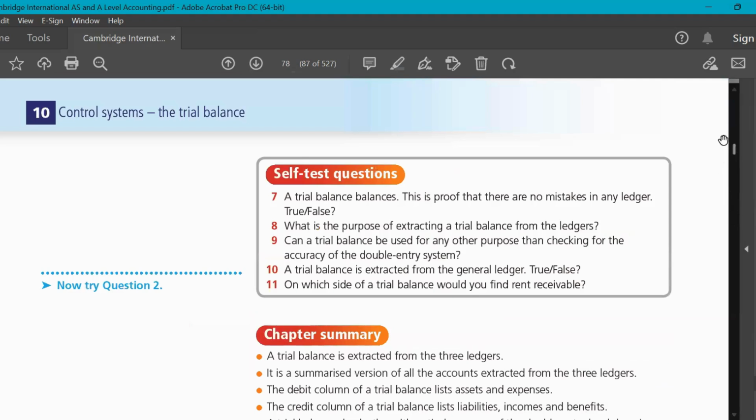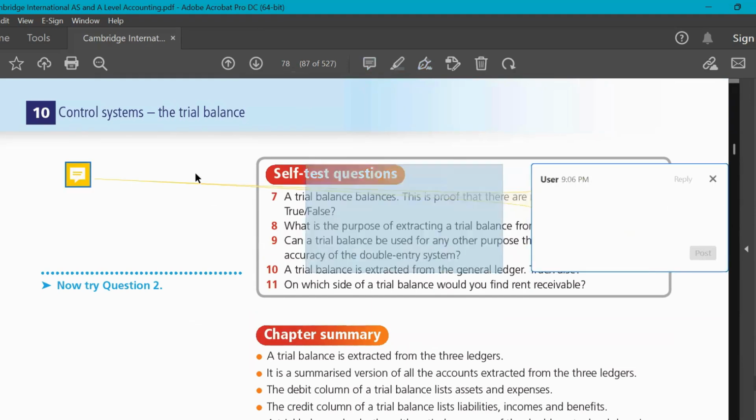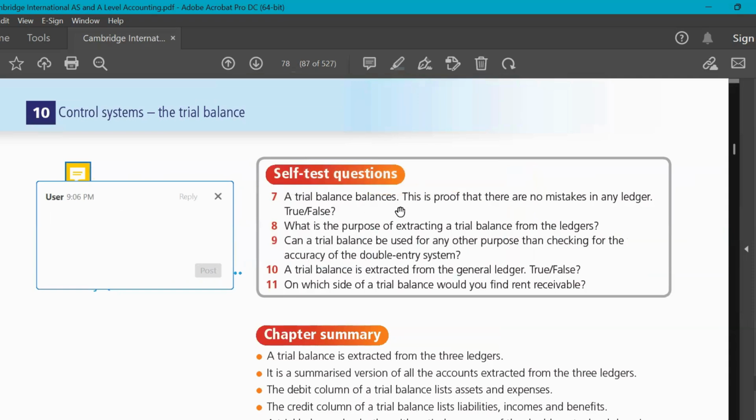I think for the last one, we do have also the self-test. At least we can figure out the answers later on. A trial balance balances. This is proof that there are no mistakes in any ledger. True or false? So obviously it is false, right?